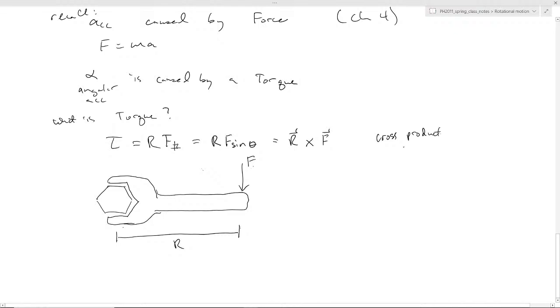So if the force is perpendicular to the wrench, then you can see this would just be R F sine of 90 degrees, which would give you 1. So this would just become R times F.